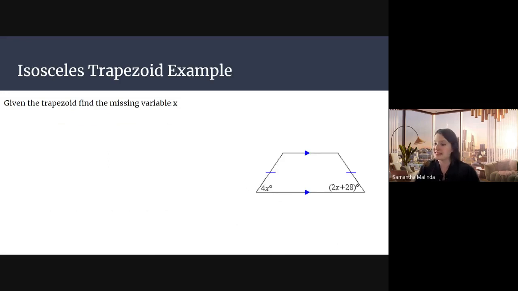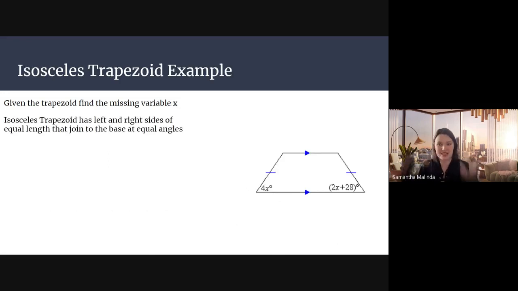Now let's try an isosceles trapezoid. One thing that makes an isosceles trapezoid is that the left and right sides are of equal length and they join to the base at equal angles. So we are given two equal angles at the base. So we can set those equal together. 4x equals 2x plus 28. Minus the 2x, divide by 2, and you get x equals 14. That is very specific to an isosceles trapezoid.